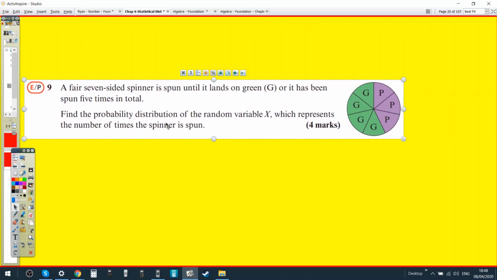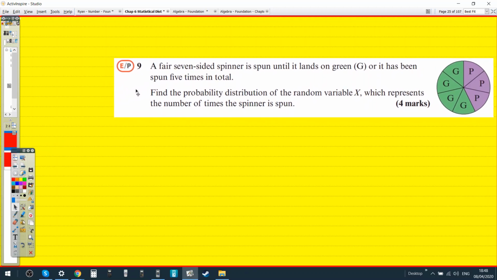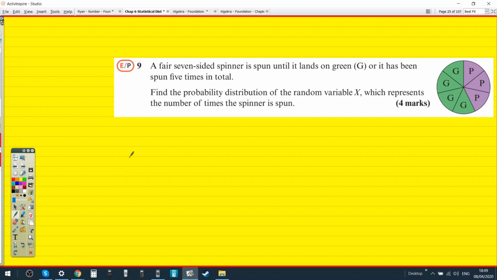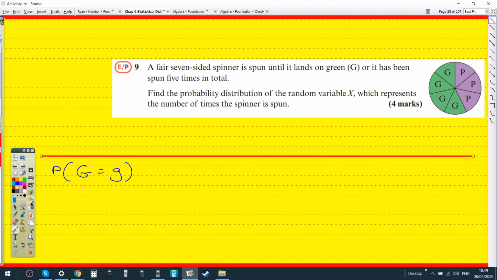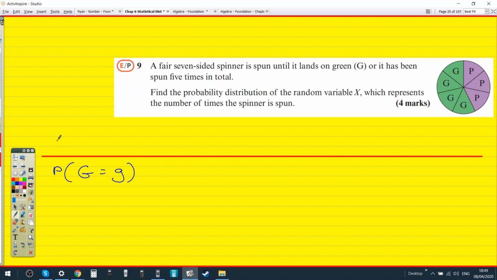Exam question. So it could be G and then P, G, and then P, P, G, and P, P, P, G, and P, P, P, P, G, and just P, P, P, P.